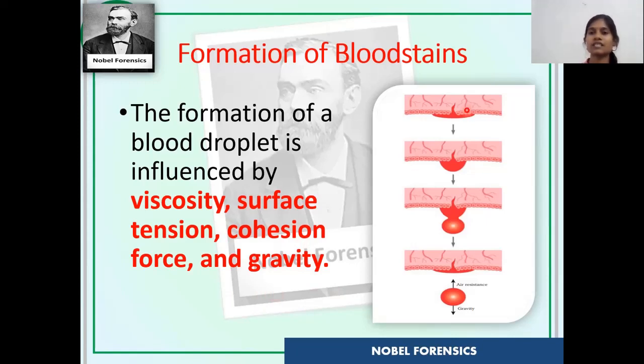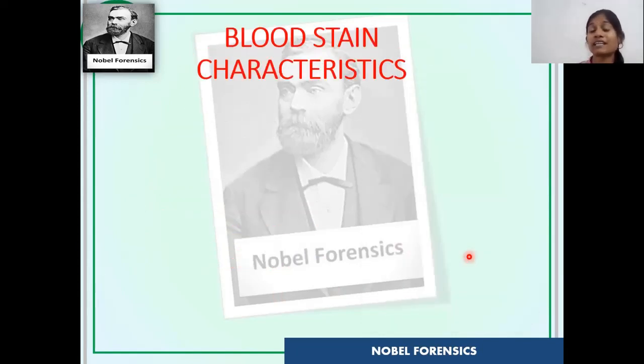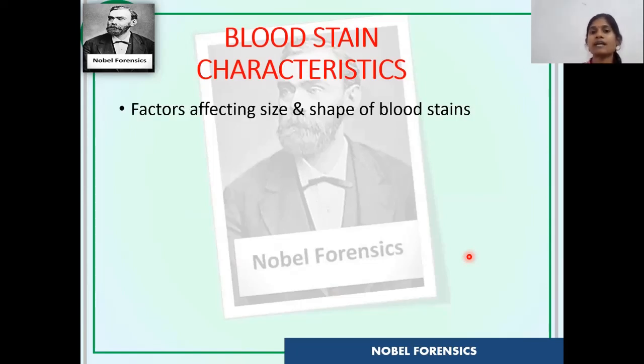So whenever there is an injury, there is formation of the blood stain or blood droplet. Then there are different characteristics of the blood stain, which are influenced by different factors. There are different factors which affect the size and shape of the blood stain. Size and shape of the blood stain means the pattern of the blood stain. So what are those factors actually?